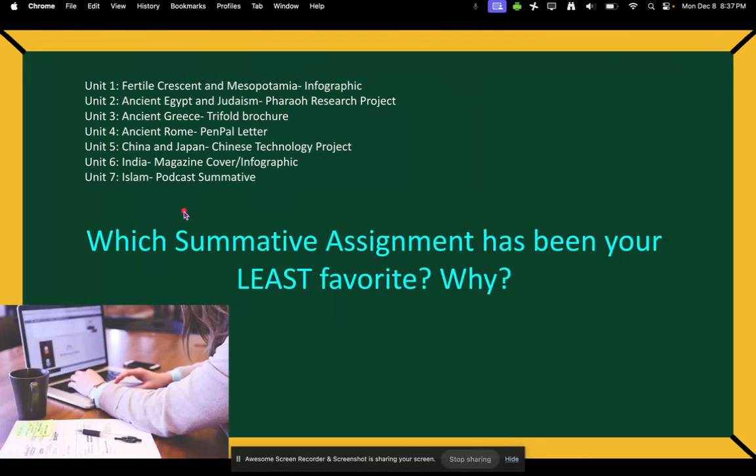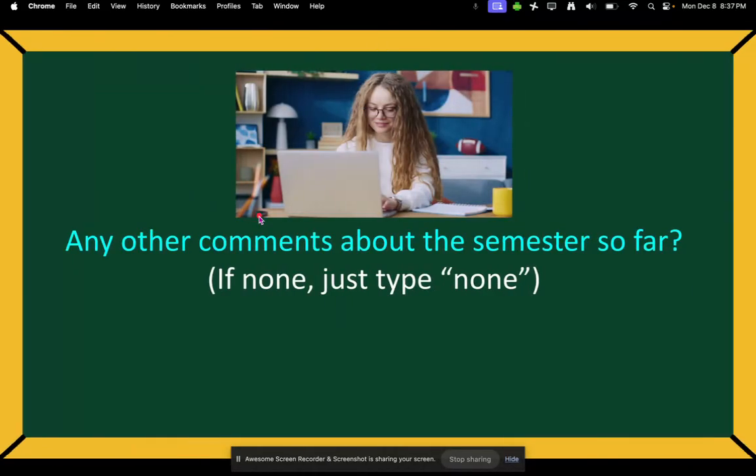And then, of course, the flip to that is which summative assignment has been your least favorite and why? All right. Any other comments about the semester so far? And if you don't have any, that's a-okay. You can just type none.